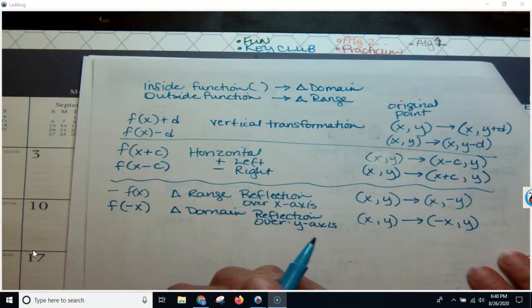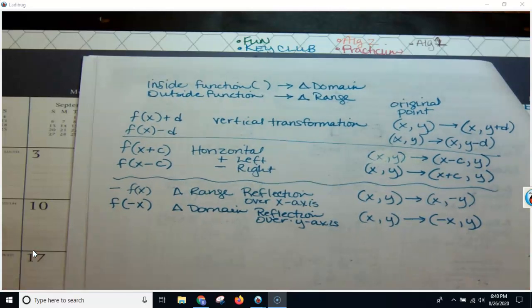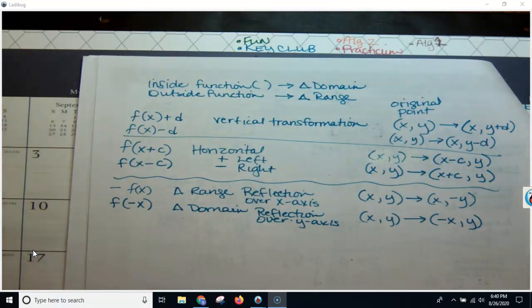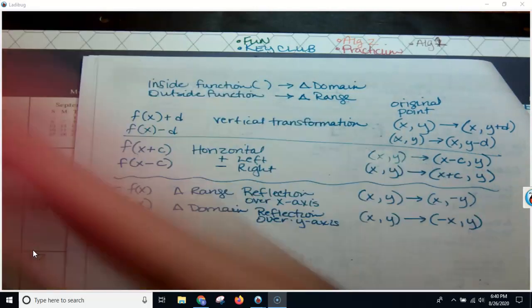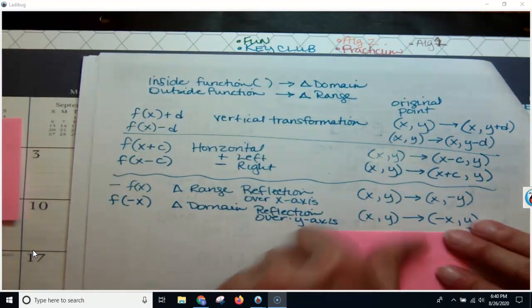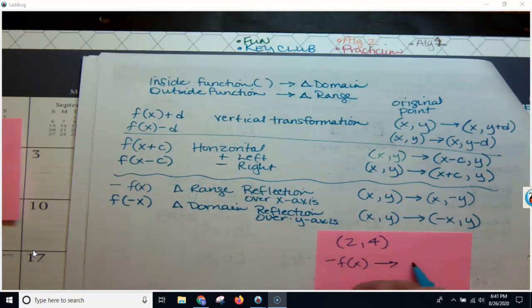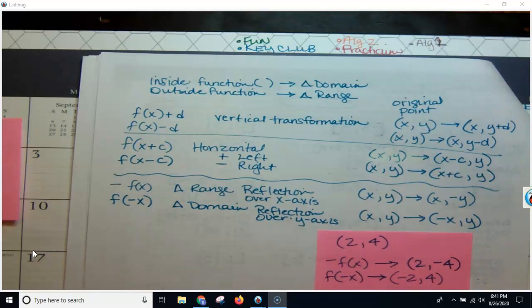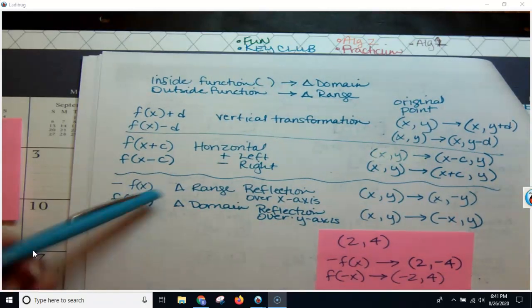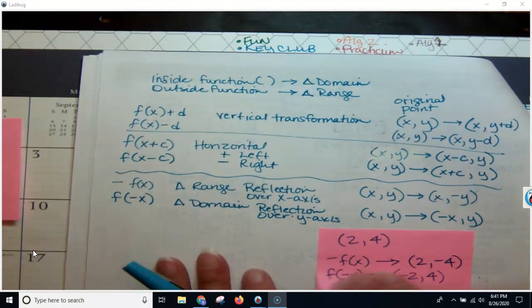All right. Let me give you an example. So if we have, for an example, a point that is 2, 4, if I have negative f of x, that point is going to change to 2, negative 4. If I have f of negative x, that point would change to negative 2, positive 4. All right? That's just an example of how these change.